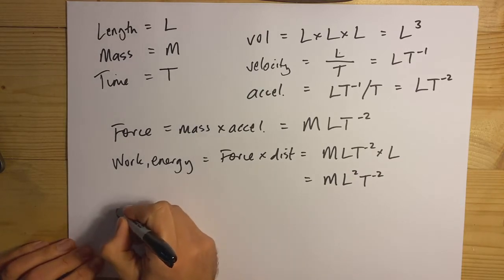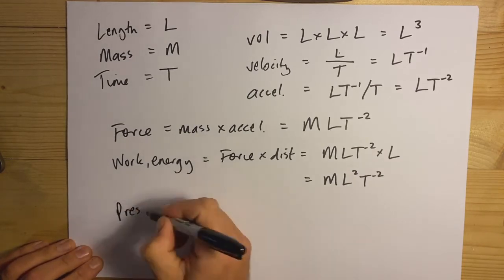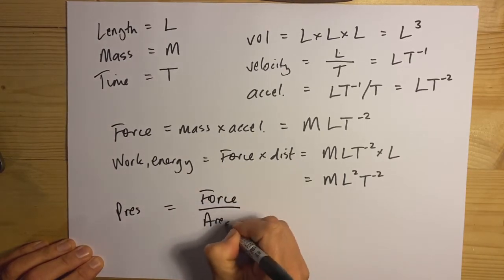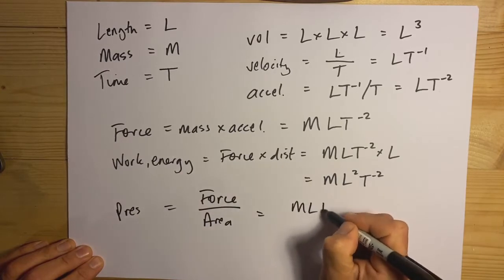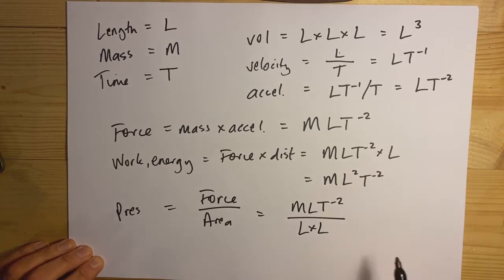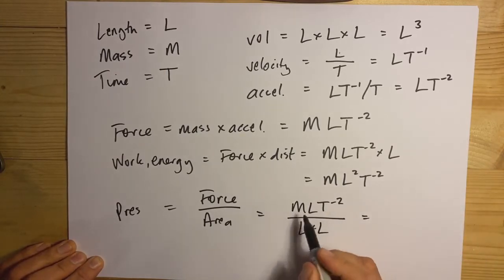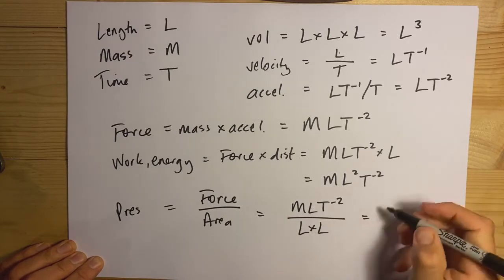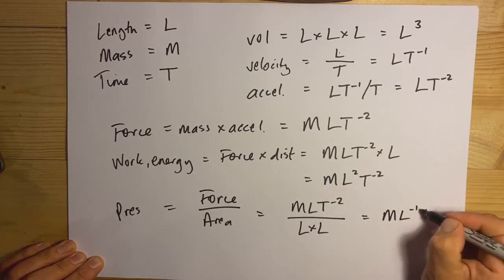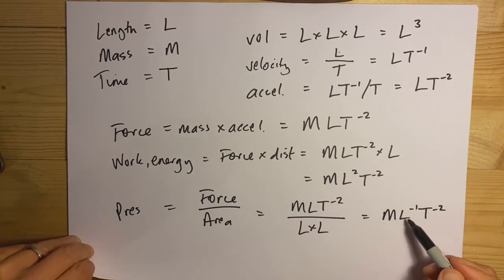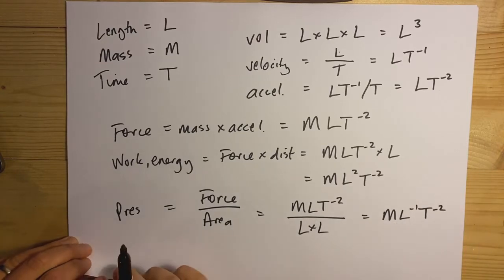One more, we can talk about pressure. Pressure is force divided by area. So force is M L T to the minus 2. Area is length times length, or length squared. So we can simplify this. M L divided by L squared gives us M L to the minus 1. Okay, I'll let you work that out for yourself. But the dimensions of pressure are then mass per length time to the minus 2. Okay, so far so good.